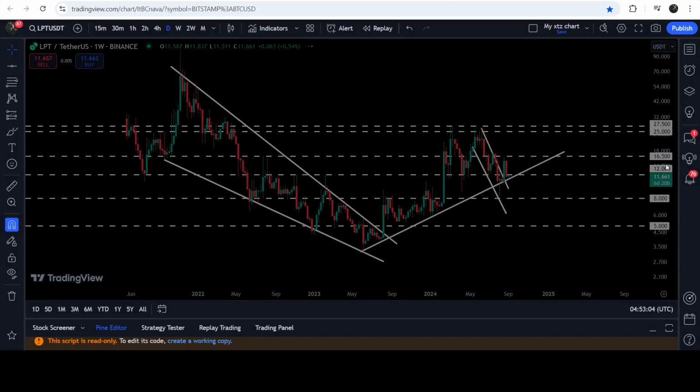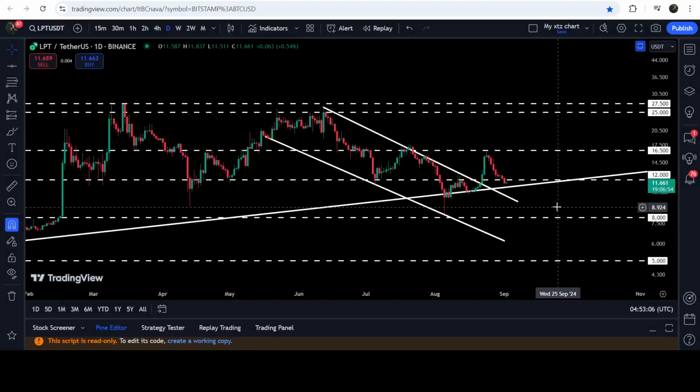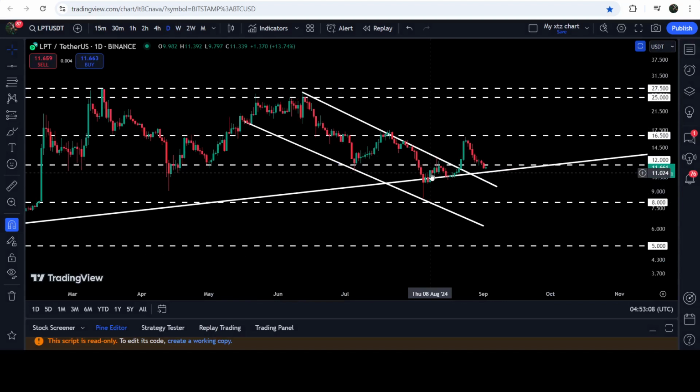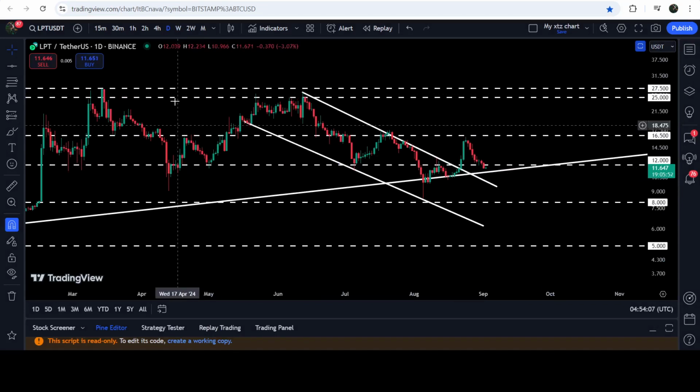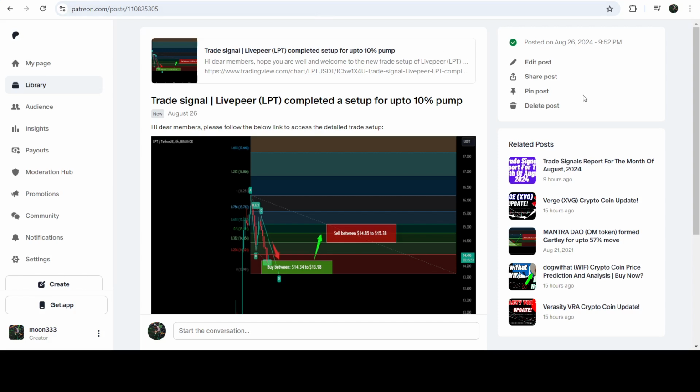And if we take a look at the daily time frame chart, then you can see that recently we have broken out of the resistance of this down channel. And in today's video, we will analyze this move. I would also like to share with you my most recent trade signal for LPT that I shared a few days ago on 26th of August 2024 with my members.